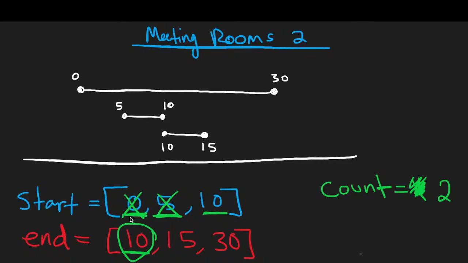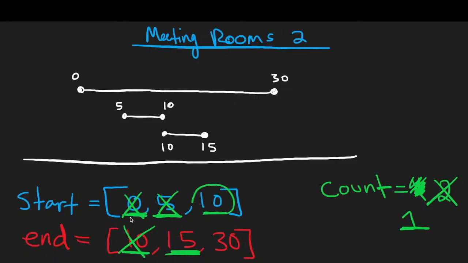Remember, we are going to visit the end time first if there's a tie. So what we're going to say now is that a meeting has to end before this meeting starts. So we're going to shift our end pointer to the next one. If we iterate through an end value, that means a meeting just ended. Therefore, we're going to decrement our count by 1. So 2 is decremented by 1. It's going to be set to 1 now.